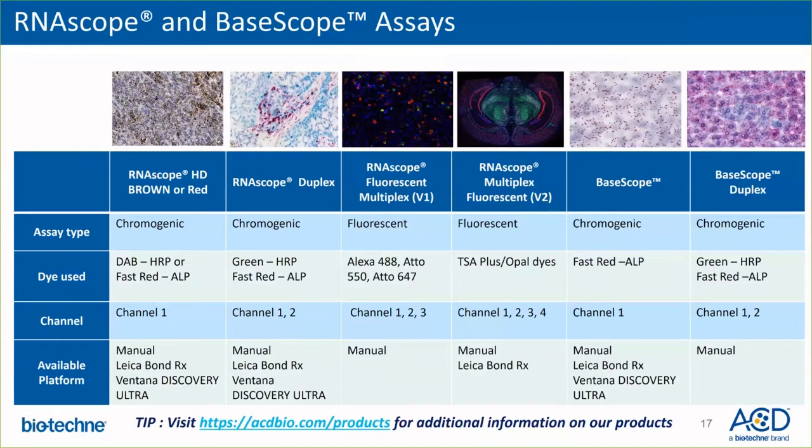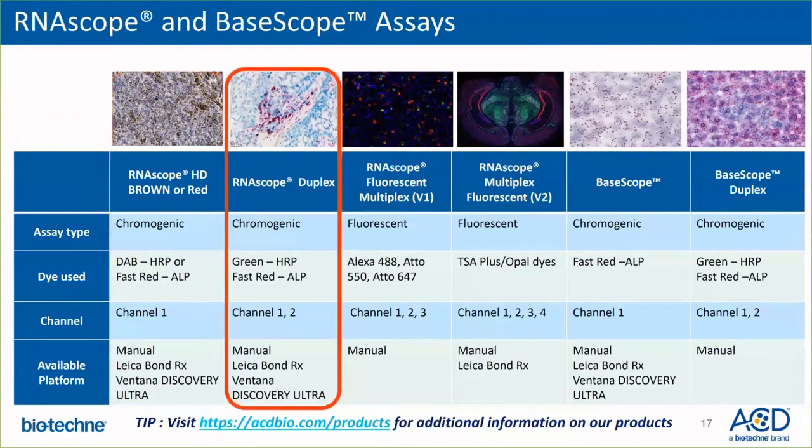This slide presents all the assays that are currently available from ACD. If you have a single target, you may choose our Singleplex assays such as Chromogenic brown or red assay. If you have two targets, you may choose Chromogenic Duplex assay. Both of these assays are available on manual and automated platform.